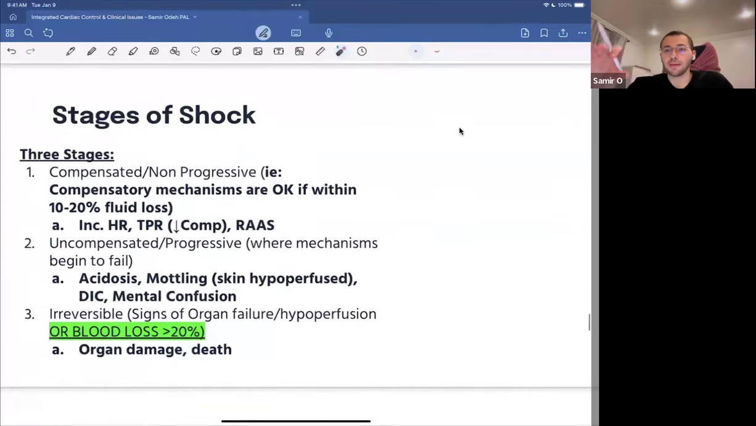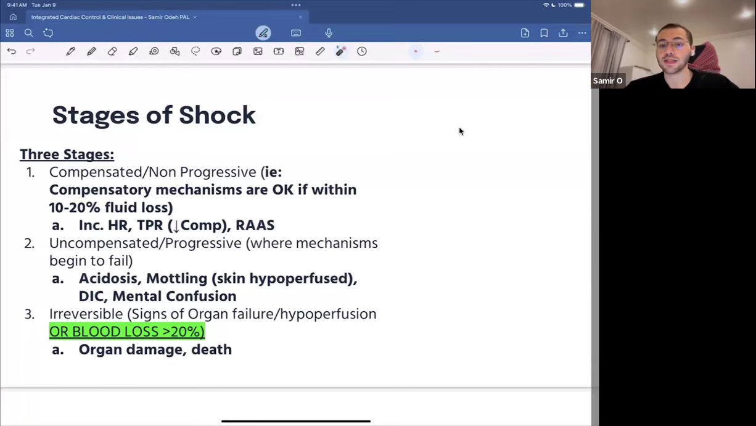So shock has 3 main stages, and you need to know the stages of shock. This is important. This does come up on exams sometimes. The first stage of shock is non-progressive or compensated shock. Essentially, this is your cardiovascular system failing, like we said, that is what shock is, but it is compensated, as in all the mechanisms that ensure nothing goes wrong are active. Your blood pressure almost doesn't even change.